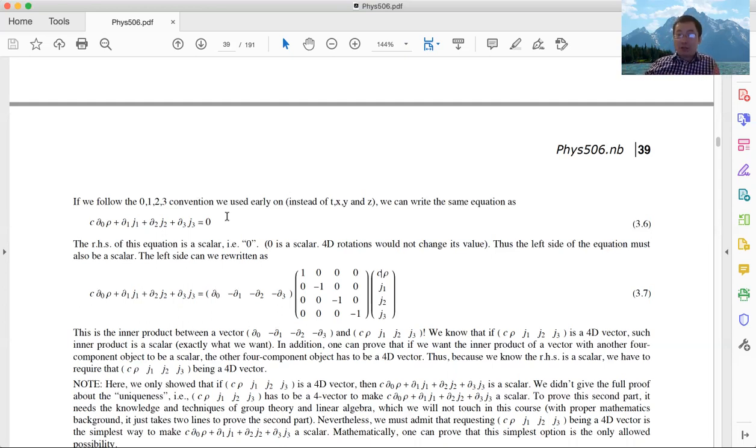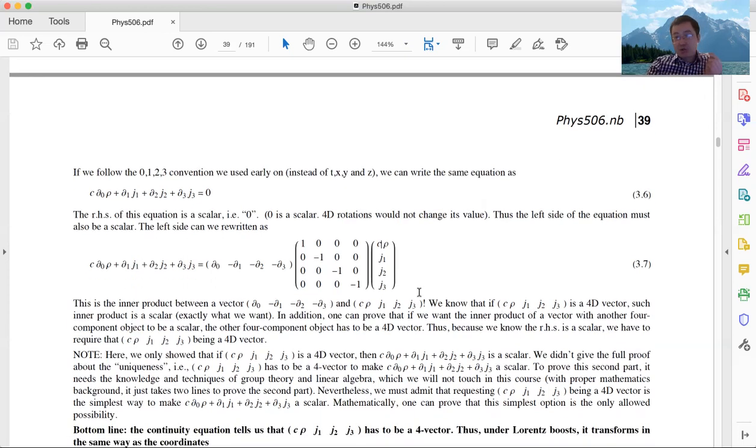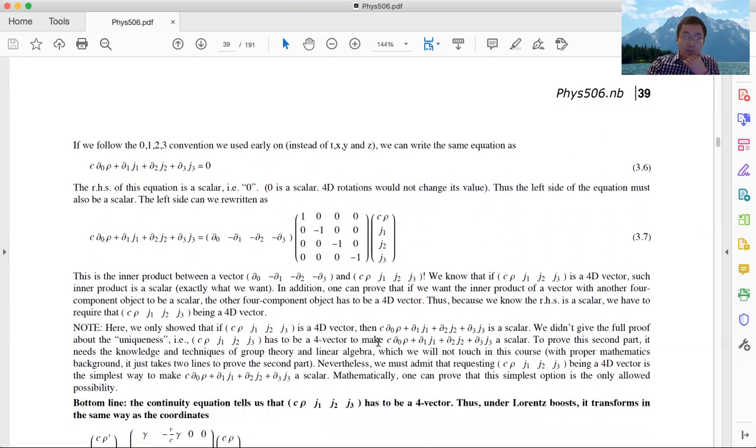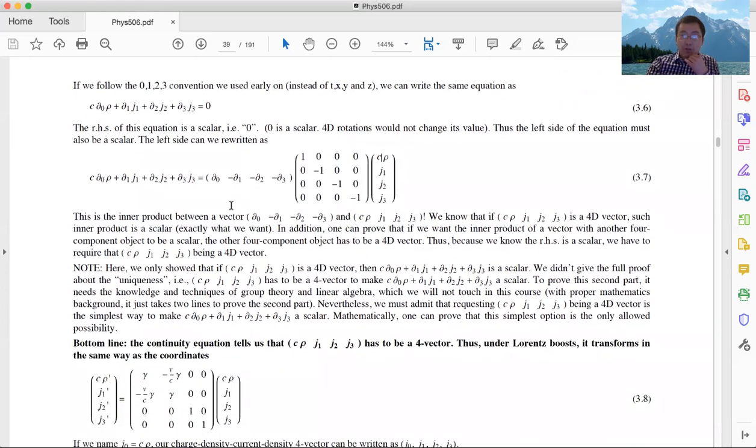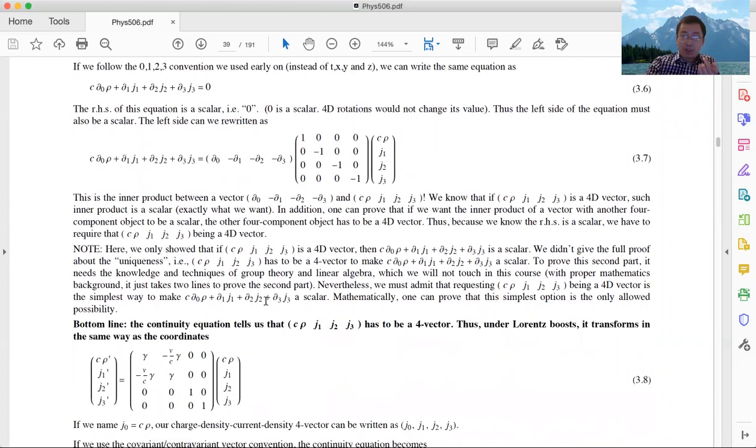If all the reference frames are equivalent, it means we have to assume that the speed of light times charge density and the current density, Jx, Jy, Jz, form a four-dimensional vector. So this has to be true. Otherwise, different reference frames cannot be equivalent with each other. So the bottom line from the continuity equation and this principle, that all reference frames need to be equal to each other, is that we immediately come to the conclusion that this c rho, J, J, J must be a 4D vector.